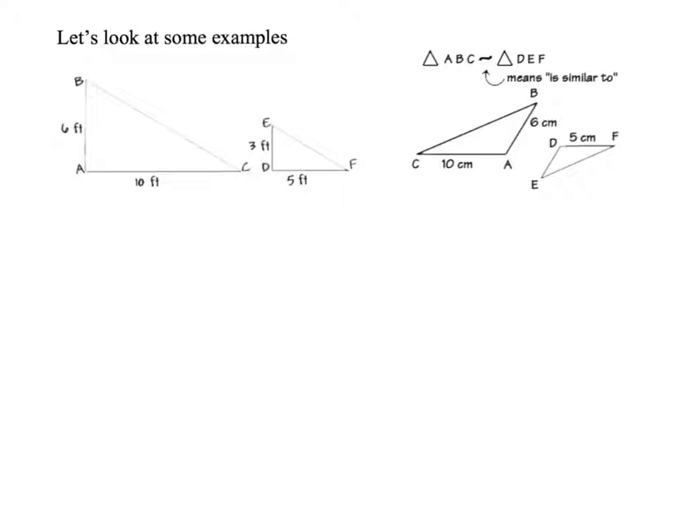We also need to discuss a new mathematical symbol. This squiggly line that you see means similar to. If you look in the top right example, you would read that top phrase as triangle ABC is similar to triangle DEF. This is important to remember that this symbol means similar.